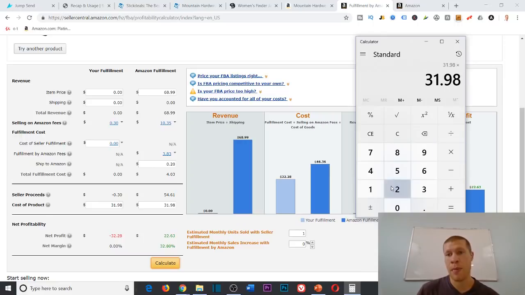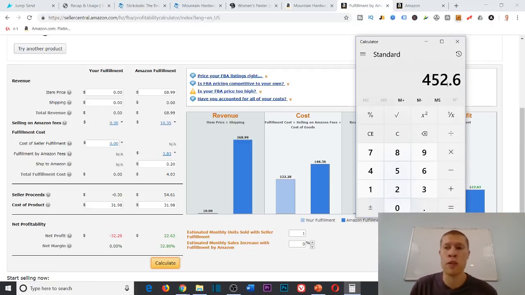$31.98. Let's say I'm going to buy 20 of them. So I'm spending about $640 to buy them, right? My profit margin is $22.63 roughly, assuming I sell them all at $68.99 roughly, times 20. So I spent $640 to get them, and I'm going to make $542 profit margin.